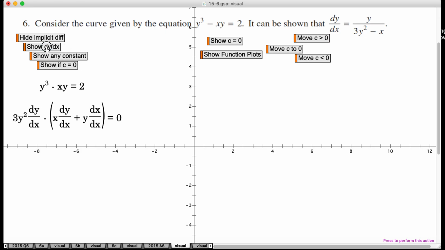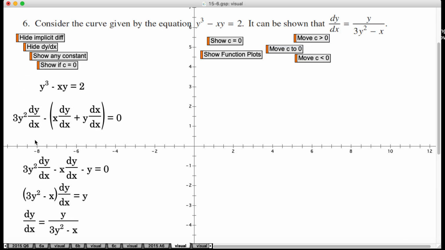So I get my dy/dx terms together. I just distributed the negative through first, and then I go ahead and bring my dy/dx terms, these two terms of dy/dx. So I get 3y squared minus x, and I brought this y to the other side, added y to both sides. So dy/dx, you just divide by this. And you see I get the same thing that they gave us, which is good.